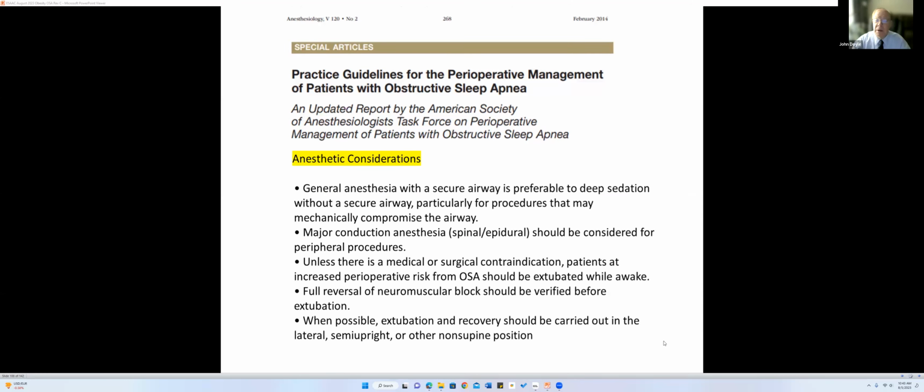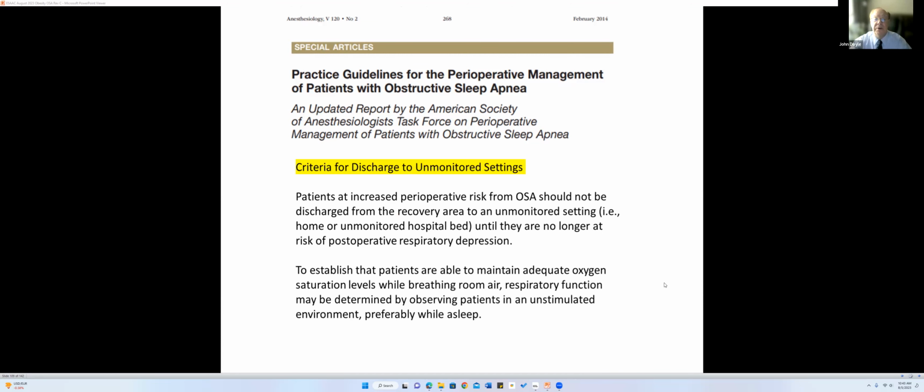Full reversal of neuromuscular blockade should be achieved prior to extubation, and use of sugammadex can be particularly useful in patients getting rocuronium. When possible, extubation and recovery should be carried out in the lateral, semi-upright, or other non-supine position, and semi-upright is most commonly chosen.